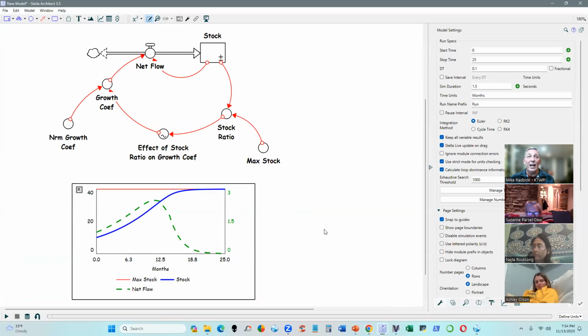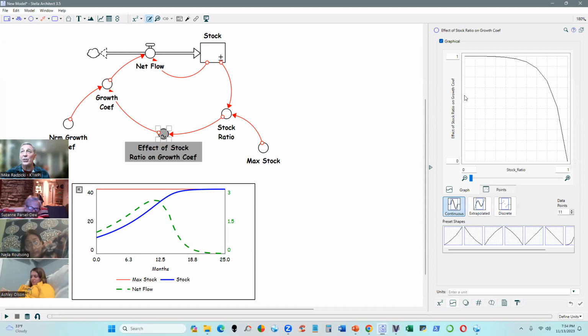Oh, by the way, before we do that, let me say this. Over here with this table function, you see it's a little jagged here. It's not perfectly smooth. I can make it smoother by going down here, data points. I just keep adding data points. See how it's smoothing it out? It's kind of like if you make DT smaller, right? So we can smooth this stuff out.